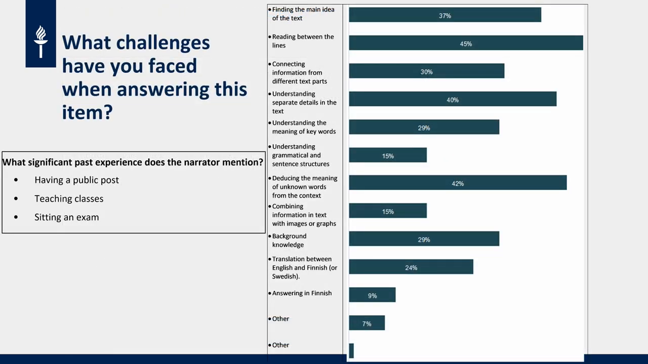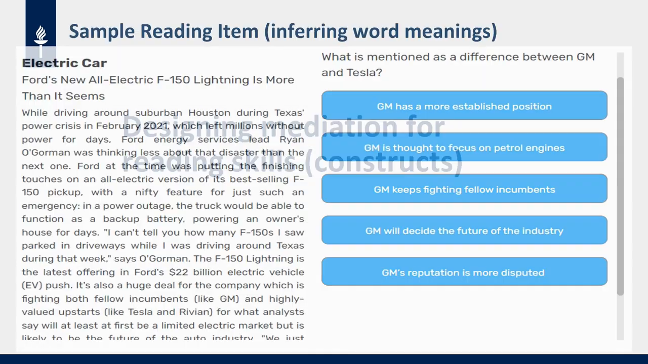Just to show you an example, we included some reading tasks in the questionnaires, and we asked the learners to pick from a list of potential challenges those that they encountered when they tried to answer this question, and we get a certain profile. For example, for this particular one, they had challenges inferring, reading between the lines, or challenges deducing the meaning of unknown words from the context, and something else. So for certain types of items, we have this kind of profile from the teachers and also from the learners. So, designing mediation.